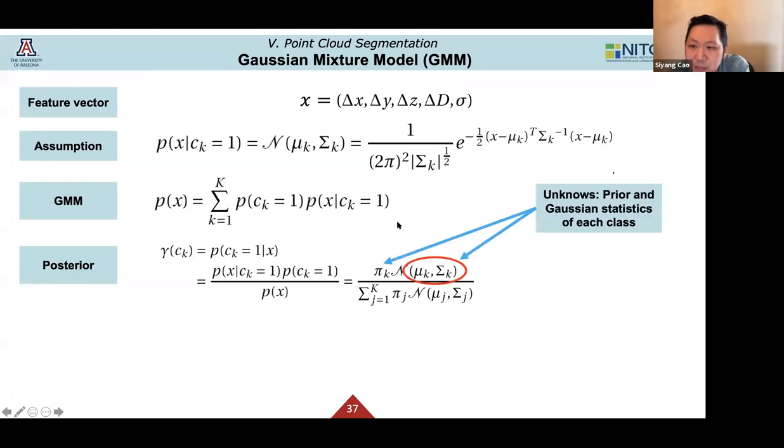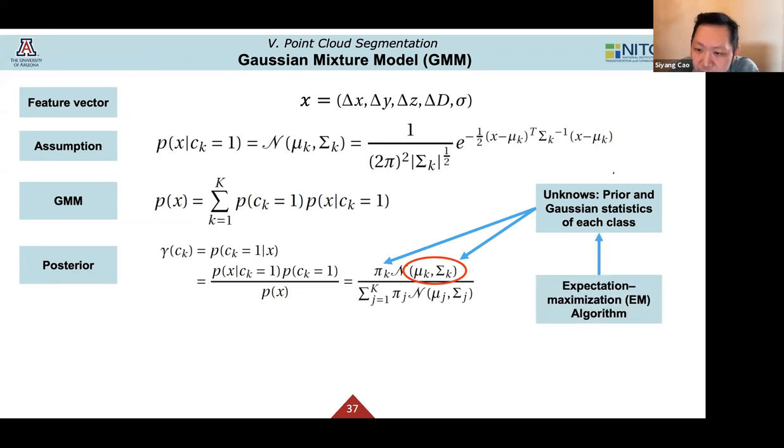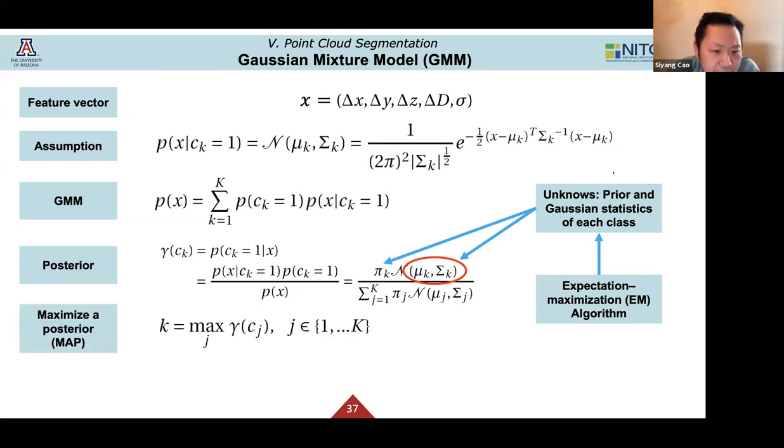So here we have some unknowns. We do not know the prior, and we do not know the Gaussian statistics of each class. Basically we need to find the Gaussian distribution so that we can determine the prior. If we know the prior, we can go back to determine the Gaussian statistics. So here we think about the EM algorithm, so that it can help us find the class of the object.